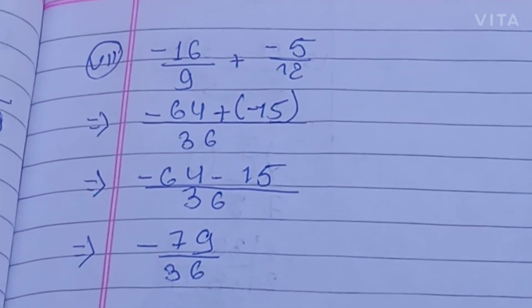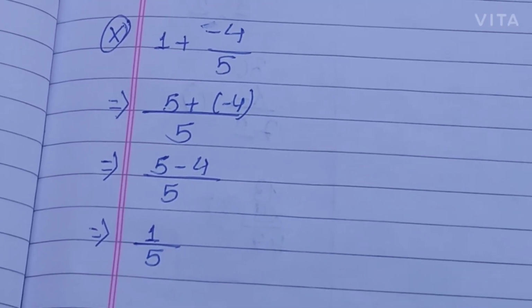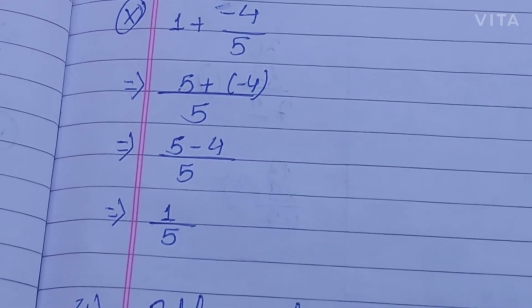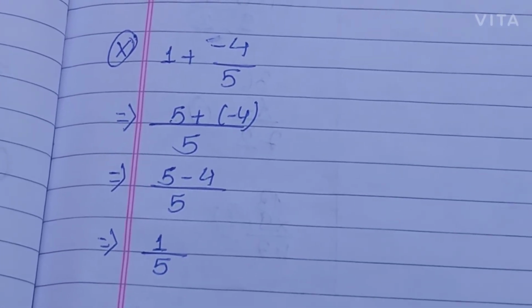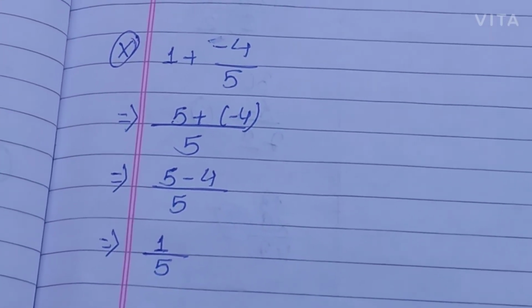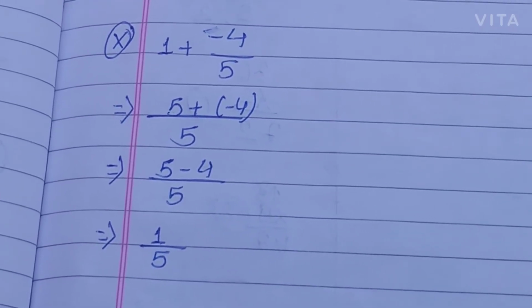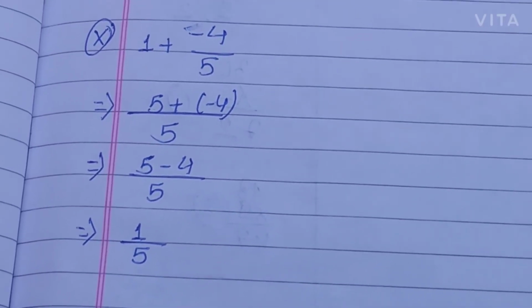Now proceed to the next question, that is question number 10. So see question number 10. Here it has been told to add 1 plus minus 4 by 5. To add, first we have to change the denominator into a common LCM. The LCM is 5, then 1 into 5 is 5, so 5 plus minus 4. So this will be the equation. After that we have to change the sign. Then after changing the sign, we get 5 minus 4 by 5. After subtracting it, we get the final answer, that is 1 by 5. So that was the final answer.